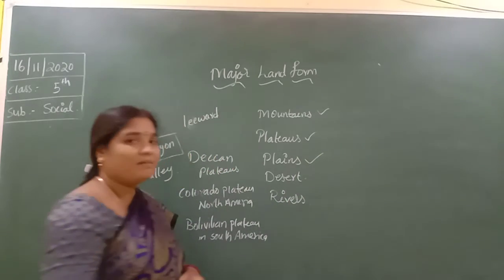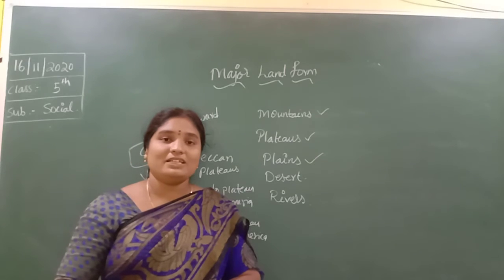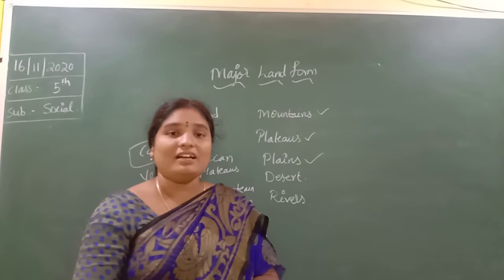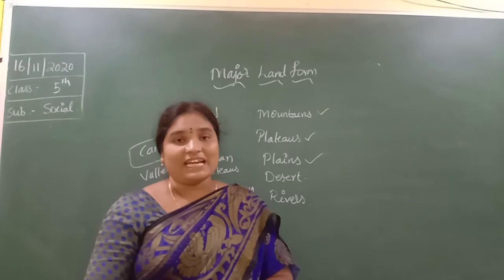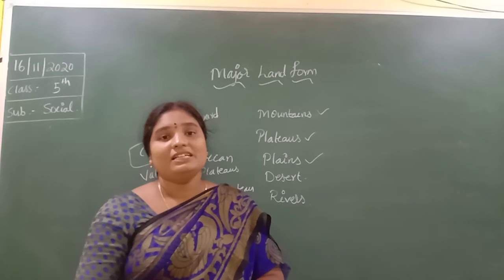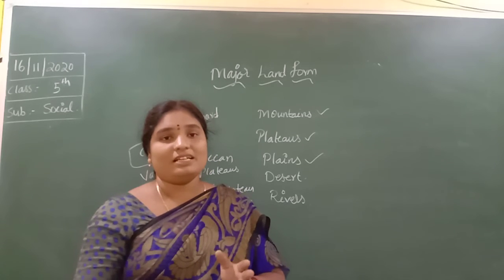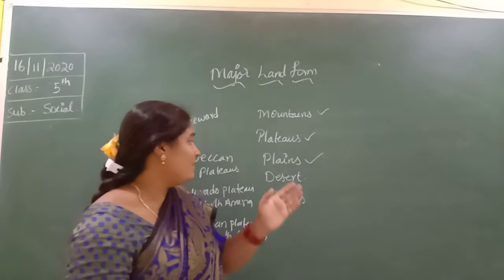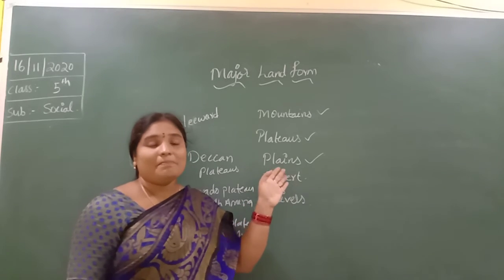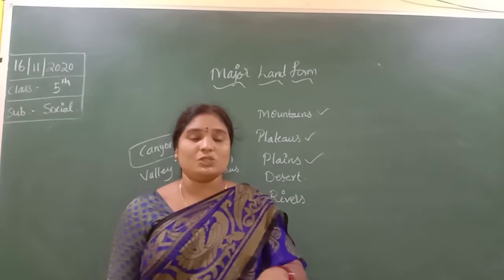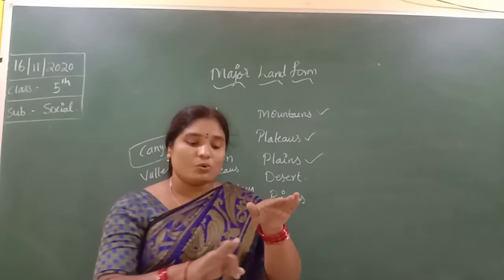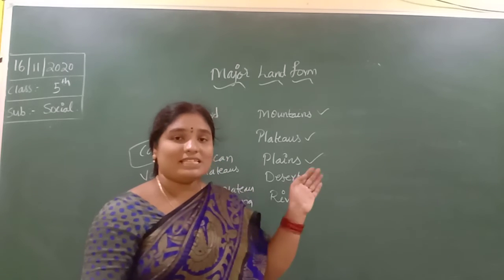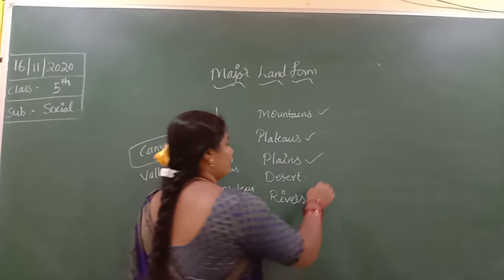The plains are formed by soil deposit, near the river banks. The land is formed by deposited soil, sand and silt. Plains are low surface land. Already I explained to you, the low surface land is known as a plain. So it is known as lowlands. The plains are also known as lowlands.